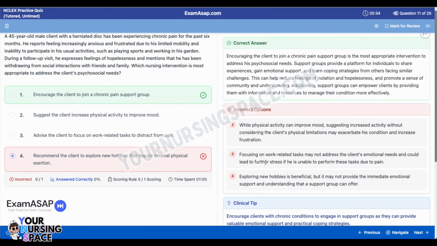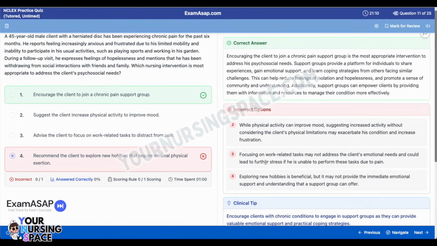Rationale. Correct answer A. Encouraging the client to join a chronic pain support group is the most appropriate intervention to address his psychosocial needs. Support groups provide a platform for individuals to share experiences, gain emotional support, and learn coping strategies from others facing similar challenges. This can help reduce feelings of isolation and hopelessness and promote a sense of community and understanding. Additionally, support groups can empower clients by providing them with information and resources to manage their condition more effectively.